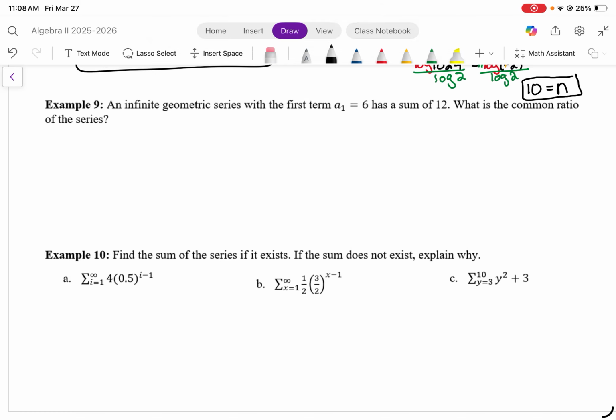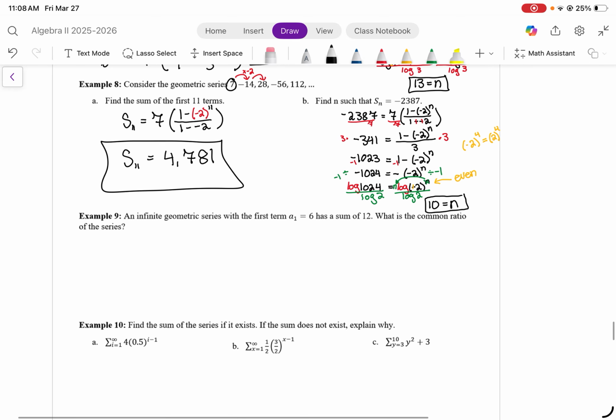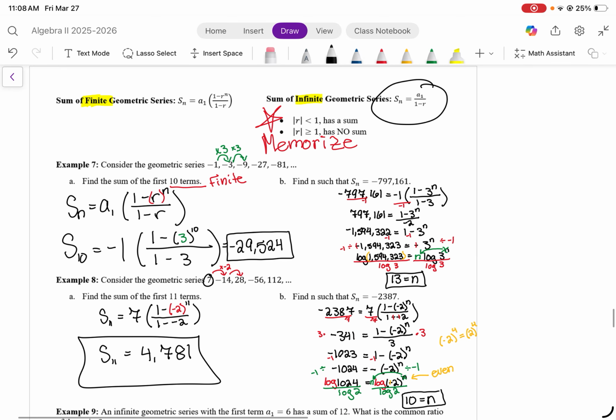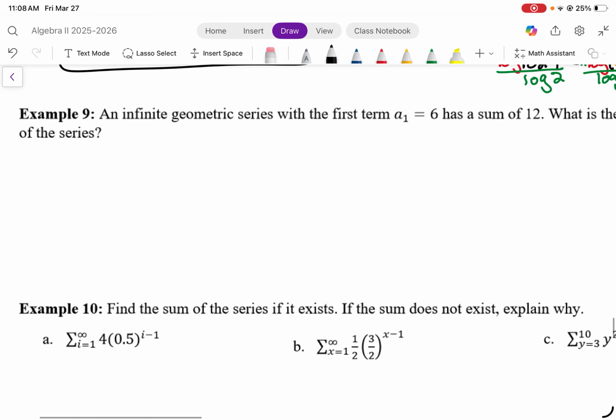All right, so our next one, number 9, it says an infinite geometric series with the first term a sub 1 equals 6 has a sum of 12. What is the common ratio of the series? So if we go back up to our formulas, this one said infinite. So we're going to use the one on the right, the S sub n equals a sub 1 over 1 minus r. And again, that will be on your formula sheet, so you just need to make sure you're reading carefully and then picking the correct formula.